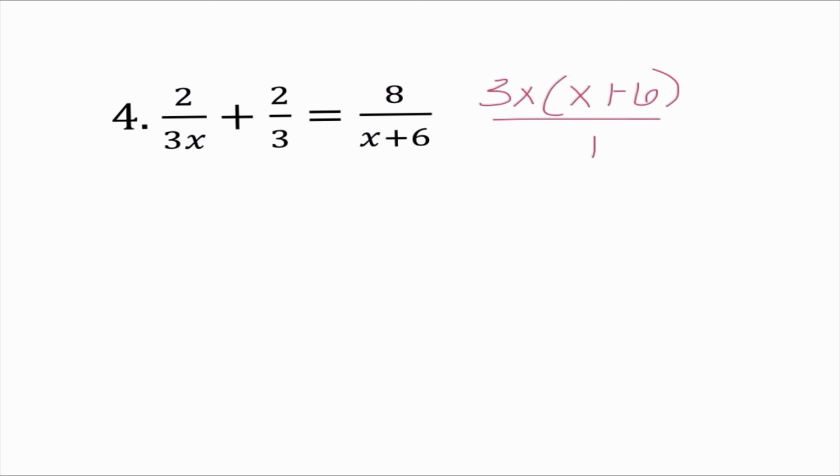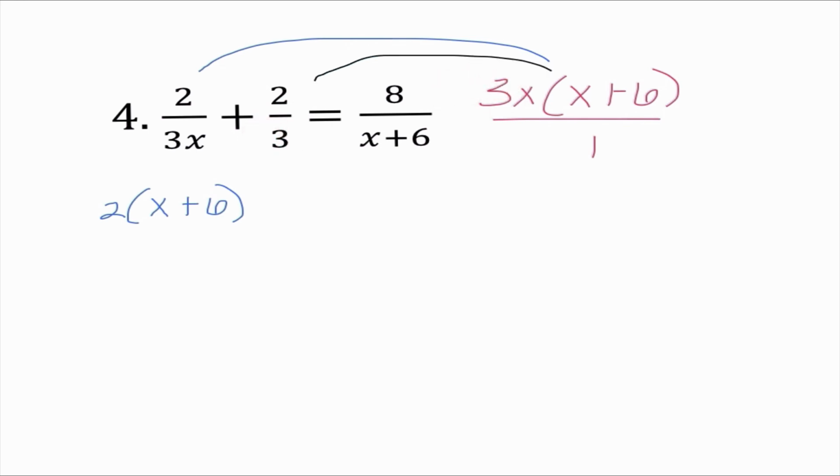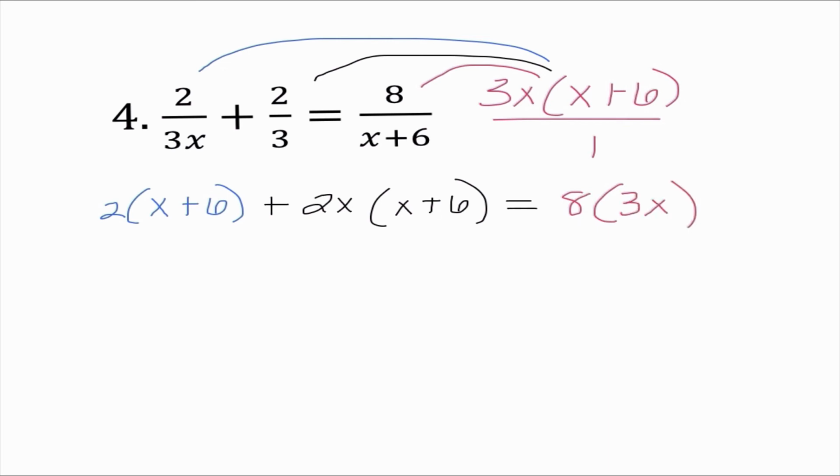So now we're going to distribute to each term. When I distribute to the first term, I'm foreseeing that the 3x and the 3x are going to cancel out. So I'm left with 2 times x plus 6. When I distribute to this second term here, I'm noticing these 3's are going to cancel out. So I'm left with plus 2 times x plus 6. Then lastly, when I distribute to this third term, I'm noticing that these x plus 6's are going to cancel out. So I'm left with 8 times 3x.